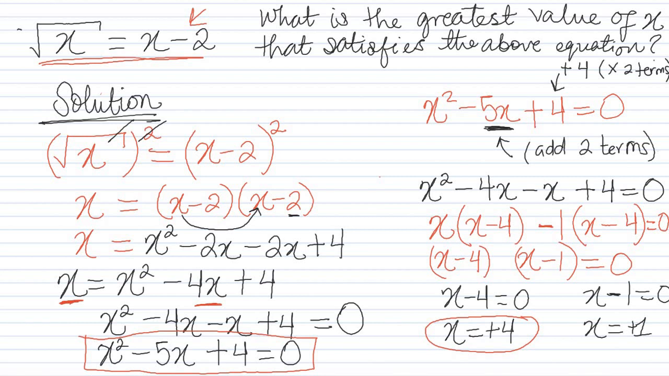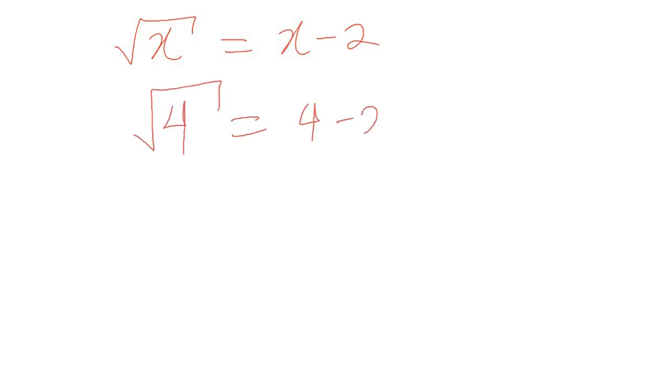And if you want to be sure that you're going to get the same thing, you can just substitute x into the first equation here, x equals x minus 2. You can substitute 4, so you're going to have square root of 4 equals 4 minus 2. Here you're going to get 2 equals 2. So our answer is actually correct, and we're going to pick the greatest value, which is x equals 4.